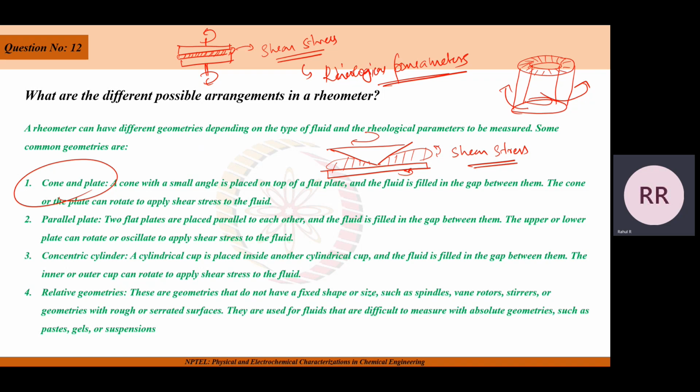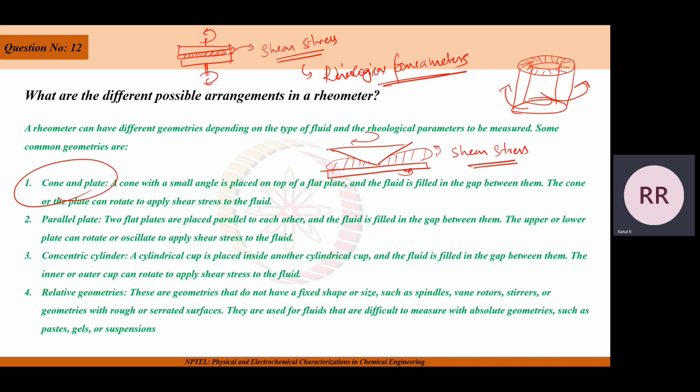So when we have fluids which are usually difficult to measure with regular geometries, for example certain fluids like paste or gel, which are difficult to measure with any of the above mentioned techniques, people go for relative geometry, where there won't be any particular geometry to the apparatus. Instead, they will go for some random apparatus, for example spindles, vane rotors, stirrers. So as I said, there are four different types of arrangements.